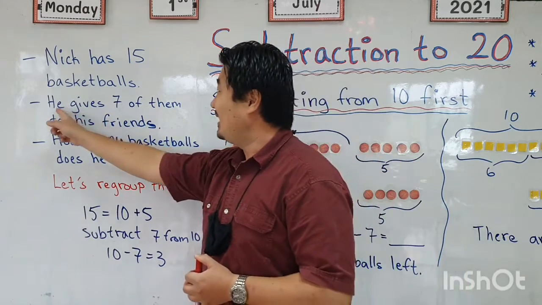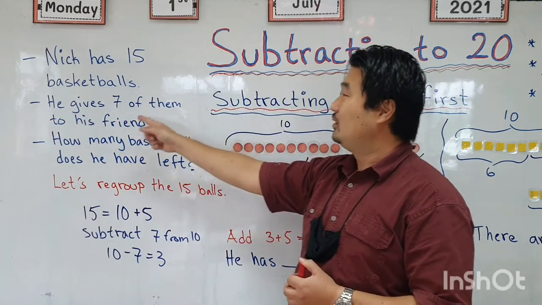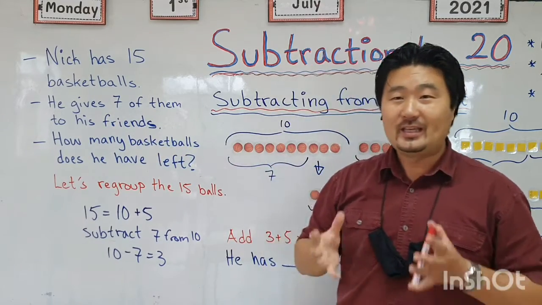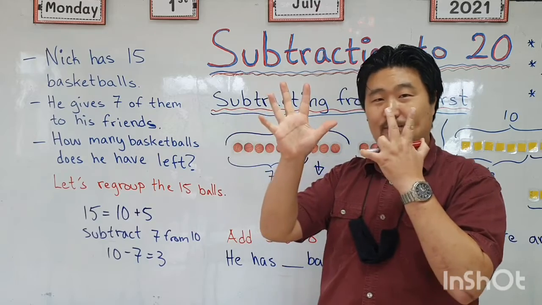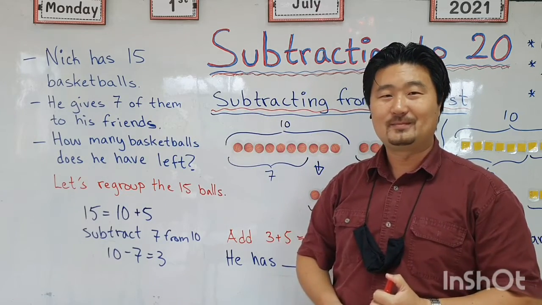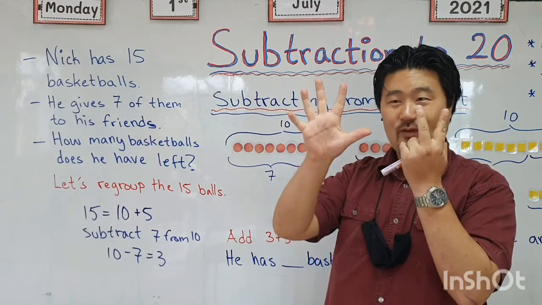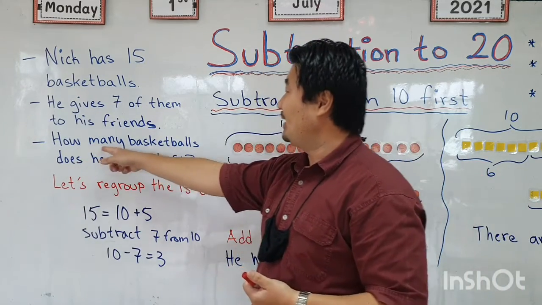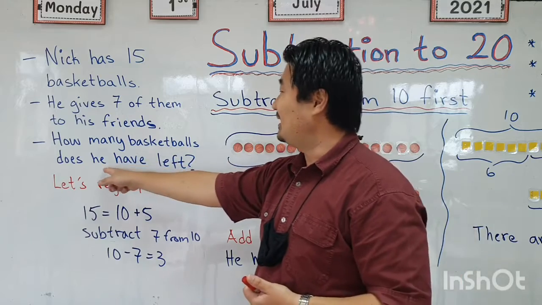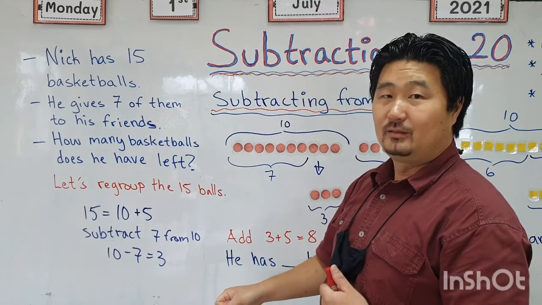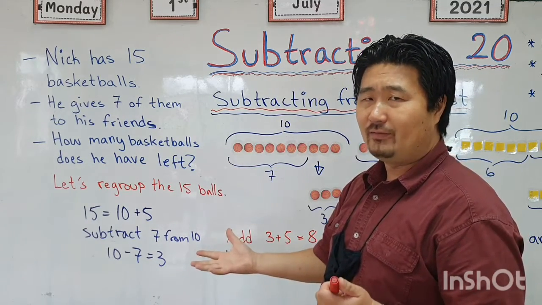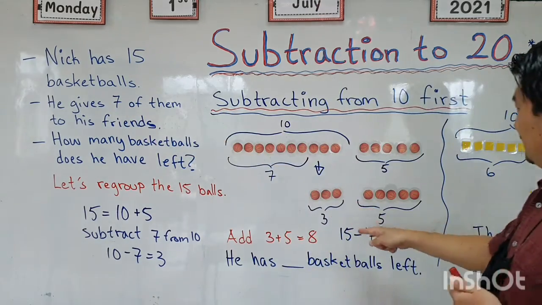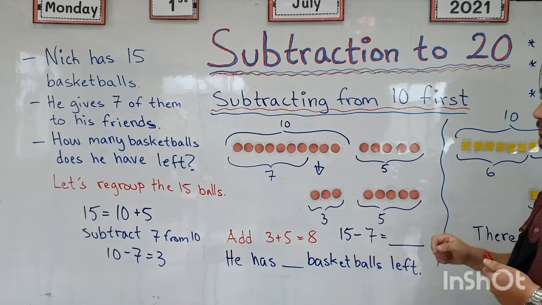And then he gives 7 of them to his friends. So he's a very generous boy. He gives 7 basketballs to his friends. Okay? Now, question. How many basketballs does he have left? How many does he have left? 15 minus 7.